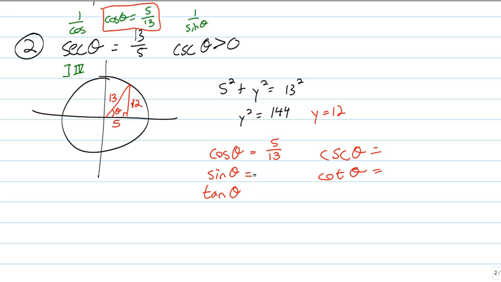Sine, you look at your triangle, it's opposite over hypotenuse, so we have 12/13. Tangent is y over x, so it's 12 over 5. Cosecant is flip of sine, so I'm flipping sine, it's 13/12. And cotangent is the flip of tangent. So I flip tangent and I get reciprocal is 5/12. And that is it. So the key is to get the triangle in the right spot and make sure your numbers are correct. Okay? And that is all.